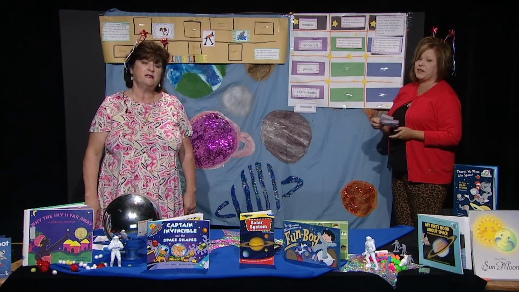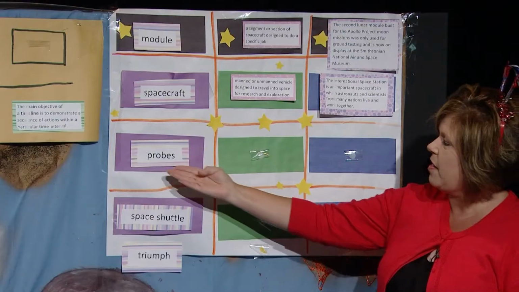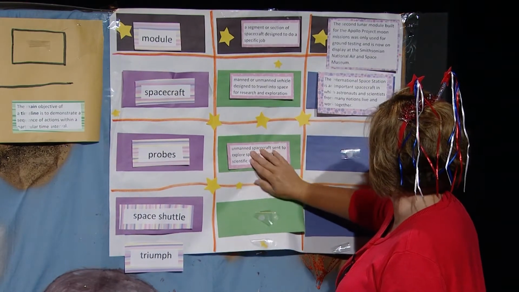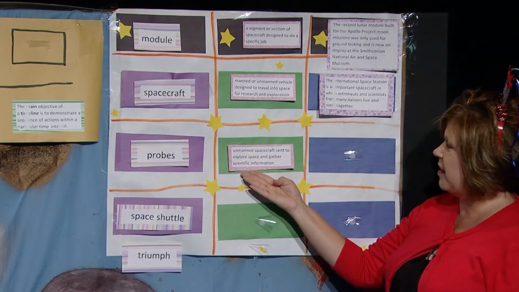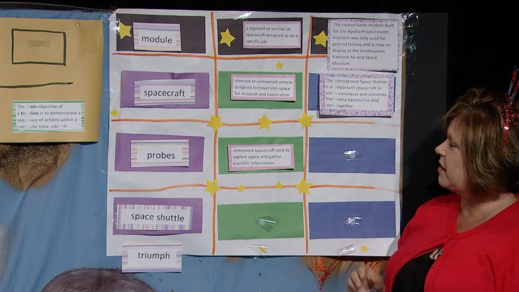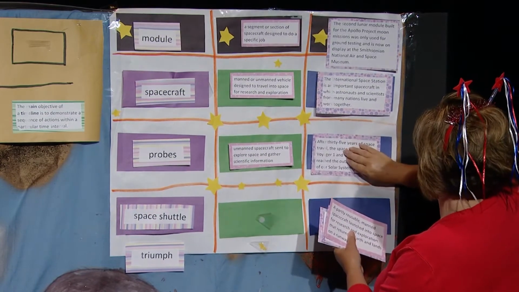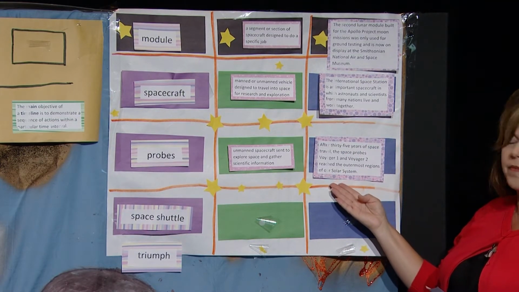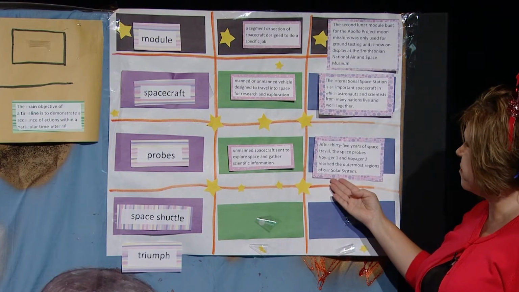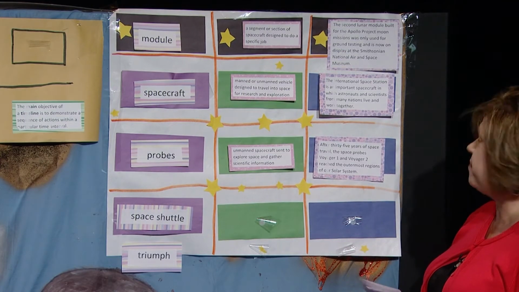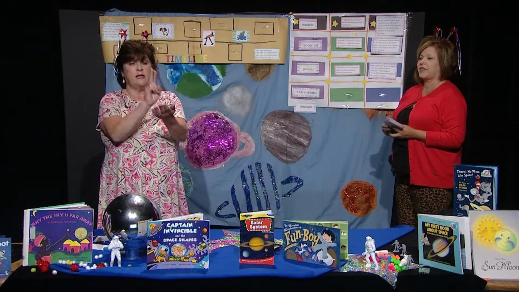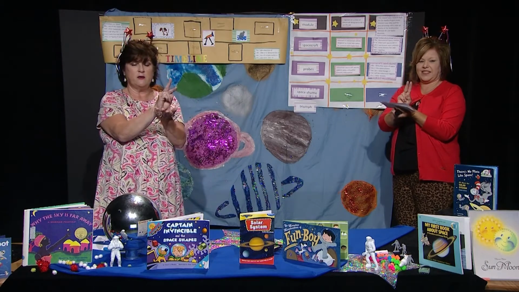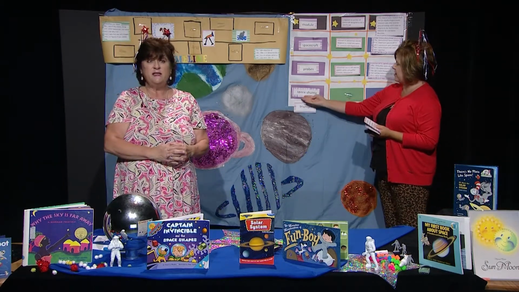Our next word is probes. Say probes. Probes. This means an unmanned spacecraft sent to explore space and gather scientific information. In a sentence, it might be used like this. After 35 years of space travel, the space probes Voyager 1 and 2 reached the outermost regions of our solar system. Probes. Let's make something that looks like an antenna. Probes. That's our word.